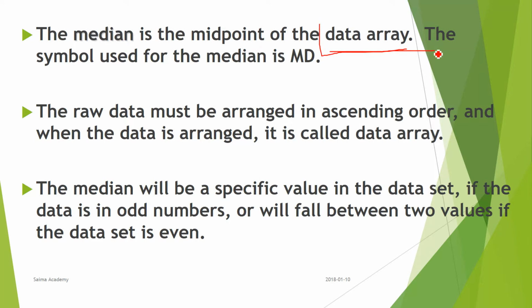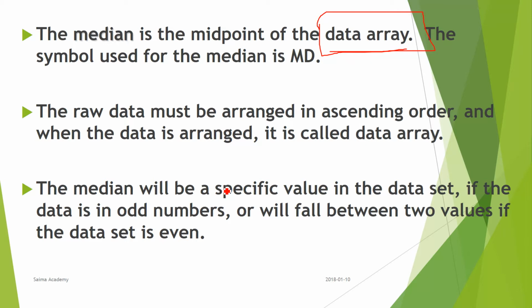Data array is a new word, and I will explain what it means. The symbol used for median is MD. Whenever you calculate the median, at the end you have to write MD equal to, suppose, 10 or 20 or whatever. First of all, as I told you, initially we have the data in the form of raw data, and you have to arrange it.